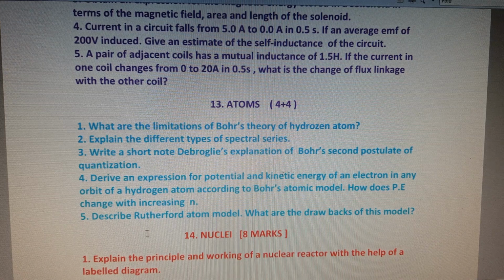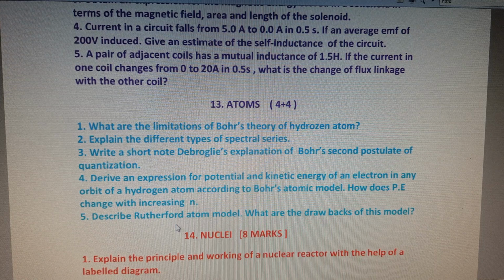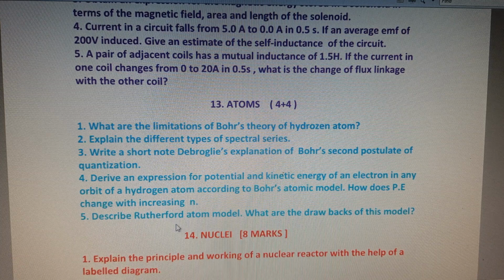And fifth one: describe the Rutherford atomic model. What are the drawbacks of this model? So this chapter contains a total of five 4-mark questions. Two 4-mark questions will be asked in the IPE examination, but in the chapter we will discuss all five. The most important questions are the first, second and fifth one. These three questions are repeated questions.